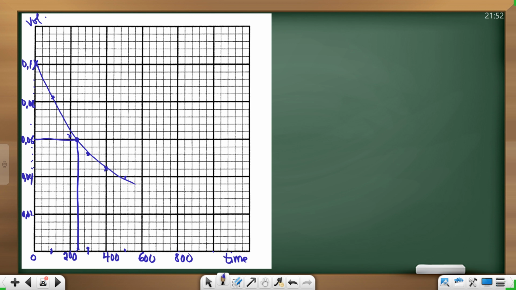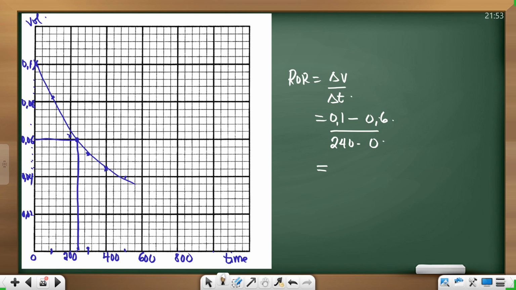And then I calculate the change. So my rate of reaction would be the change in volume over the change in time. So the change in volume, 0,1 minus 0,6. It's just like you're looking for the gradient. And then 240 minus 0.